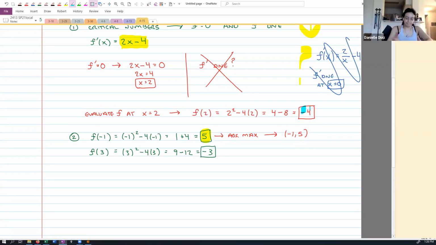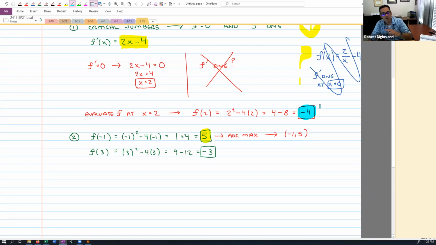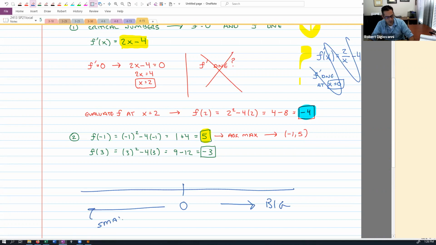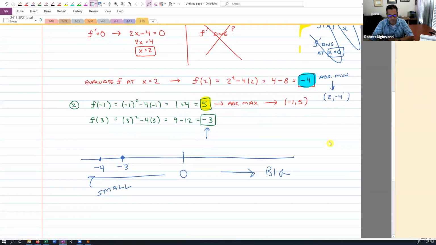Now, the minimum is the -4. That's your absolute minimum, because that's the smallest number. Remember, on a number line, here's 0. As you move that way, you get big. As you move that way, you get small. So -4 is here, -3 is here, right? That was -3, that's here, and -4 is to the left of it, so it's smaller. So I just want to make sure everyone understands, this will be our absolute minimum. And if I write it as a point, it's the point 2, -4. Are we good?